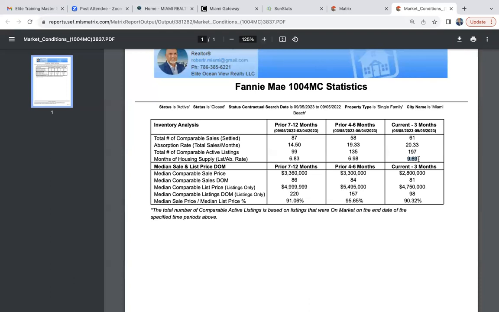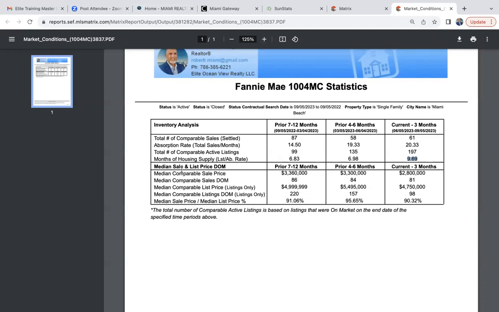Over 7 months of inventory, it is considered a buyer's market. So in Miami Beach, we are trending towards a buyer's market. Notice the first 6 months of the year, we were at 6 months of inventory, up to almost 7 months of inventory, now up to almost 10 months of inventory. So yes, in Miami Beach, within the last year, we've been trending towards a buyer's market.